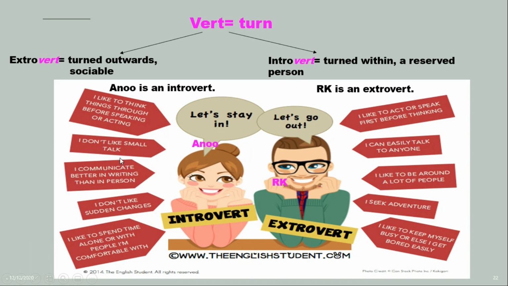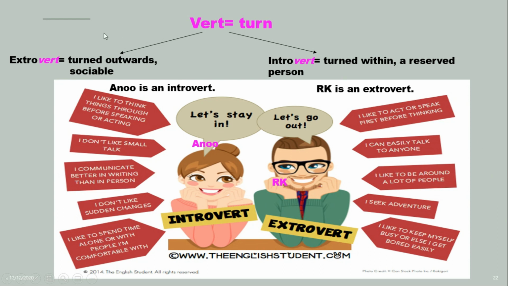I don't like small talk. I communicate better in writing than in person. I don't like sudden changes. I like to spend time alone or with people I am comfortable with. And look at the feelings of an extrovert person. I like to act or speak first before thinking. I can easily talk to anyone. I like to be around a lot of people. I seek adventure. I like to keep myself busy or else I get bored easily.